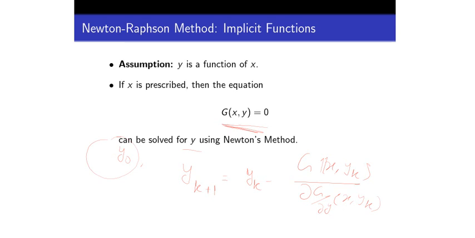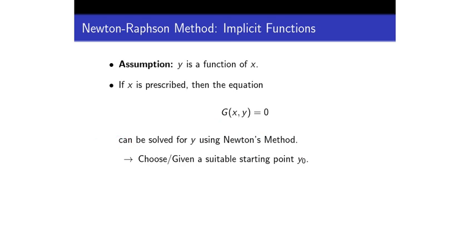Or you can fix y naught for each case, and you can generate new y_k. So choose, or be given, a suitable starting point. Either you choose it or it is given in the problem. Find y1, y2 and so on by the following formula. Here g suffix y stands for the partial derivative of g with respect to y.